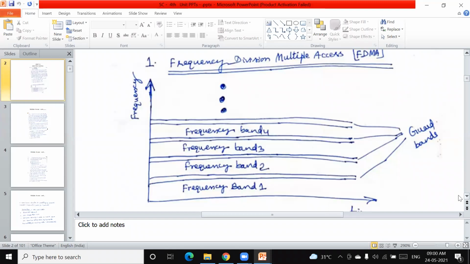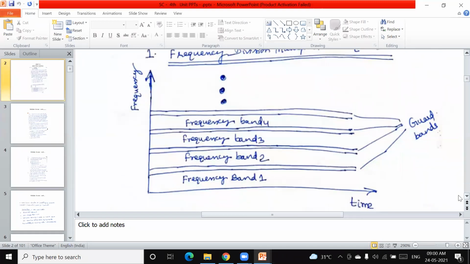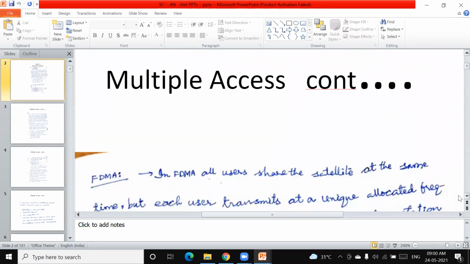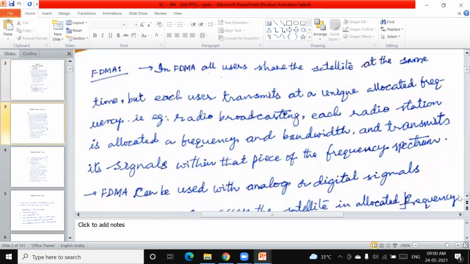So this is what frequency division multiple access is about, and now you can see the meaning of this frequency division multiple access. In FDMA, all the users share the satellite at the same time. As you can see on the x-axis, the satellite can be shared by the users at any time, but each user transmits at a unique allocated frequency.